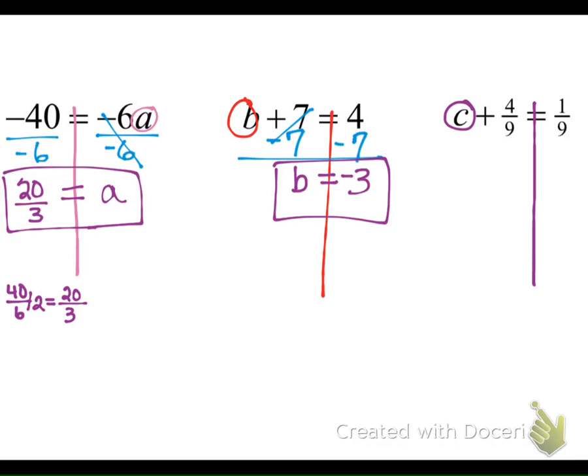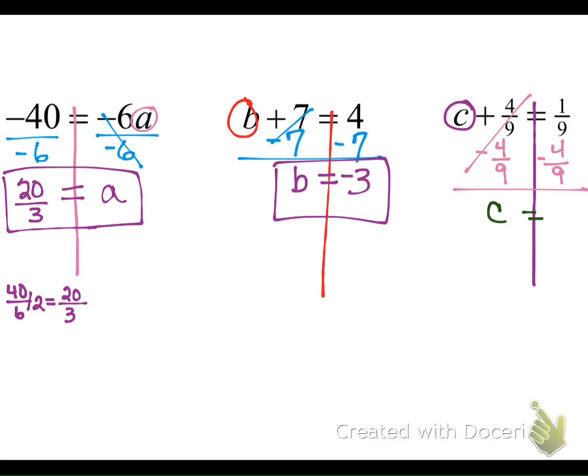So how do I get the c by itself, Asia? What's the opposite of plus? Okay, so I'm going to subtract 4 ninths from each side. I know you can be louder than that. I've heard you in the hallway. Bring your variable down. C equals. Now that I have common denominators, I don't need to do anything to them.